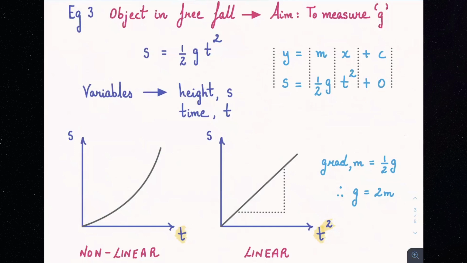So on the x-axis, we need to plot t squared. And that would give us a straight line graph with a gradient equal to half g. So then g is simply found by multiplying the gradient by 2.